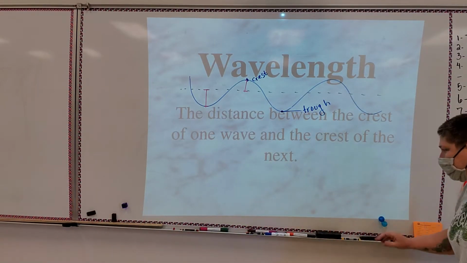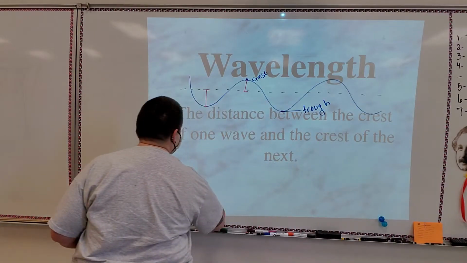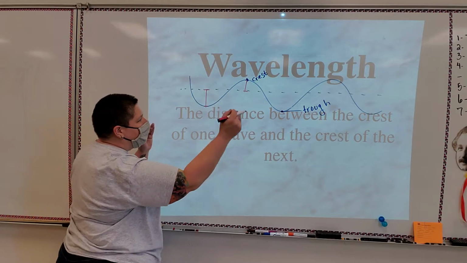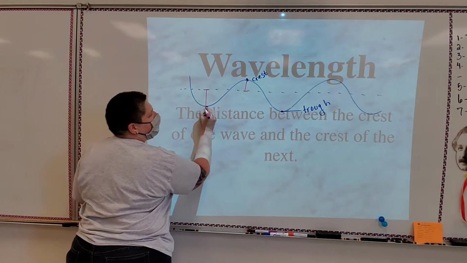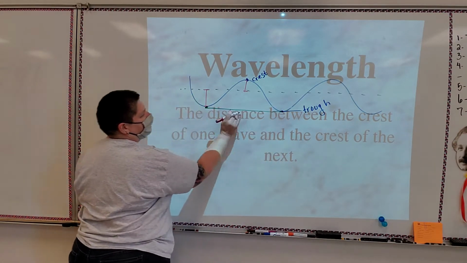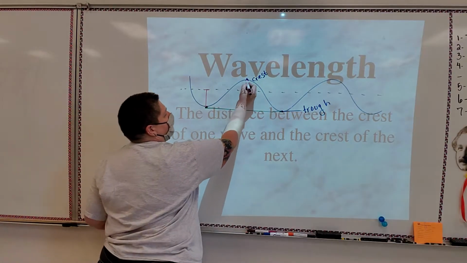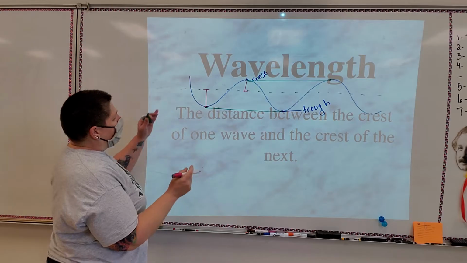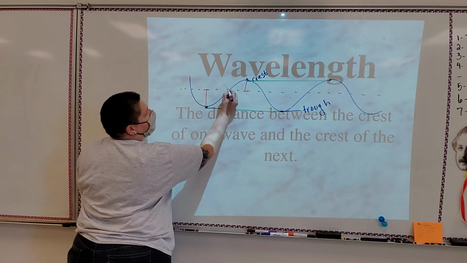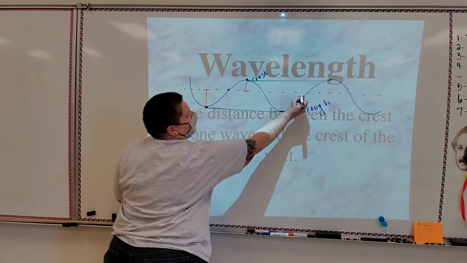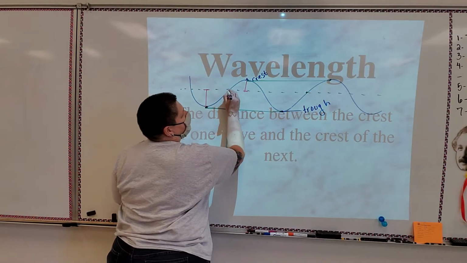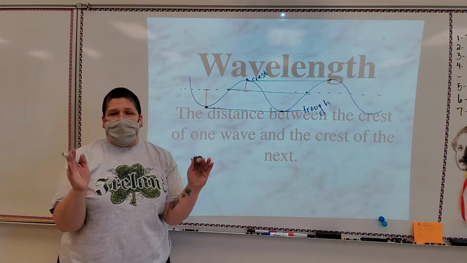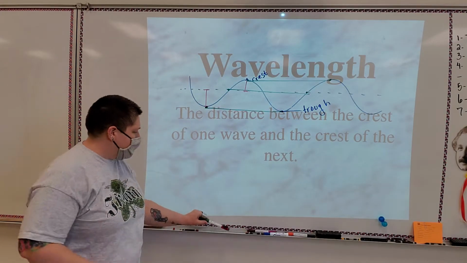A wavelength is going to be the distance between the same point of a wave to the next same point of the wave. For instance, trough to trough, that's my wavelength. Or crest to crest, that's my wavelength. Or the beginning of this wave at the point of rest to the beginning of the next wave at the point of rest. And again, if I were a perfect artist, all three of these would be exactly the same length.